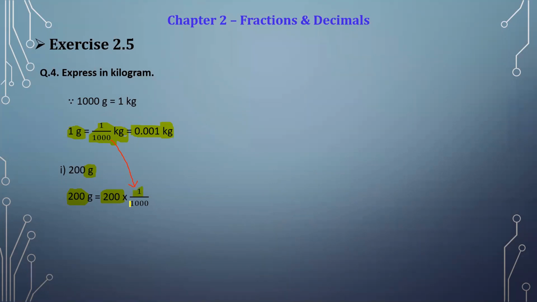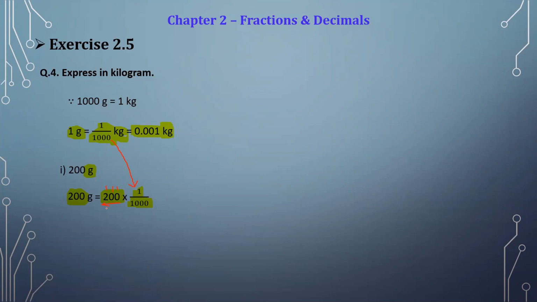Now we know that if we are dividing by 1000, then in 1000 there are 3 zeros. So we have to shift the decimal point to the left-hand side by 3 digits. So in 200, we are going to shift that decimal point to the left side by 3 digits. If we count the number of digits, 1, 2 and 3, then before 2, that decimal point is going to come.